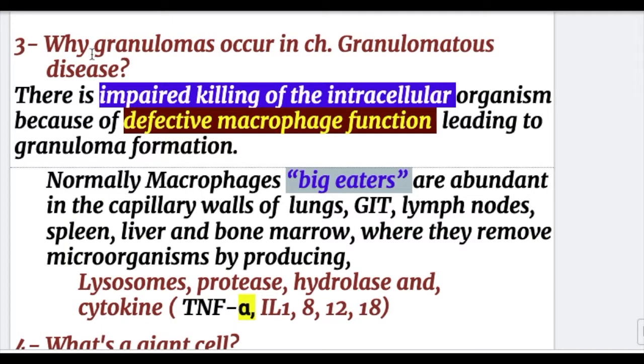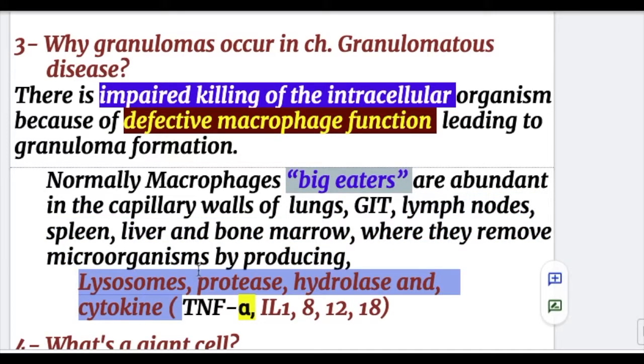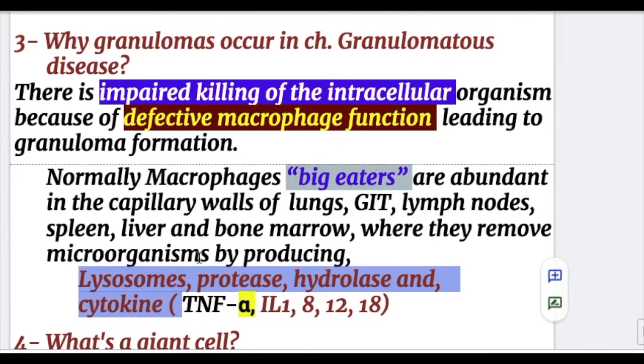Question number 3. Why do granulomas occur in chronic granulomatous disease? There is impaired killing of the intracellular organism because of defective macrophage function, leading to granuloma formation. Normally macrophages, which are big eaters, are abundant in the capillary walls of the lungs, GI, lymph node, spleen, liver, and bone marrow, where they remove the microorganisms by producing lysosome, protease, hydrolase, and cytokines like TNF-alpha, interleukin 1, 8, 12, and 18.